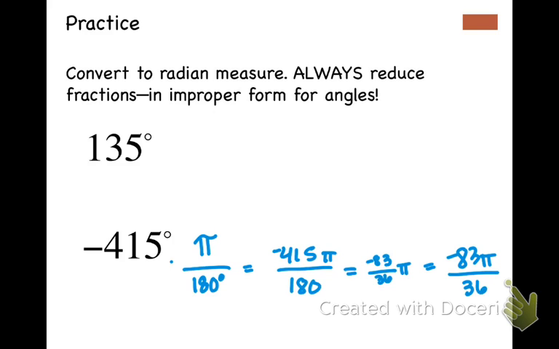All right, so you don't get one of our nicer fractions this time, but we still get it into an improper fraction, and we get a negative 415 degrees is the same as negative 83 pi over 36. So we always want to convert. This is definitely one that I would use your calculator for to do that math frac.